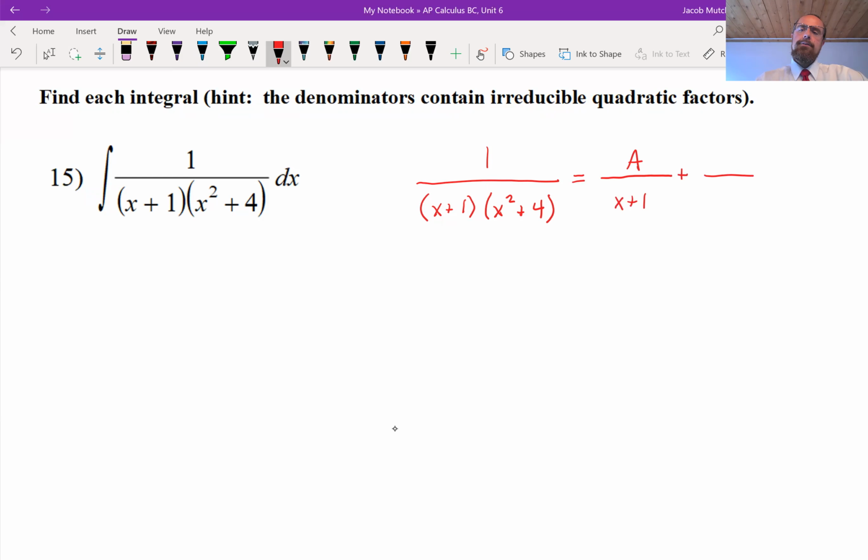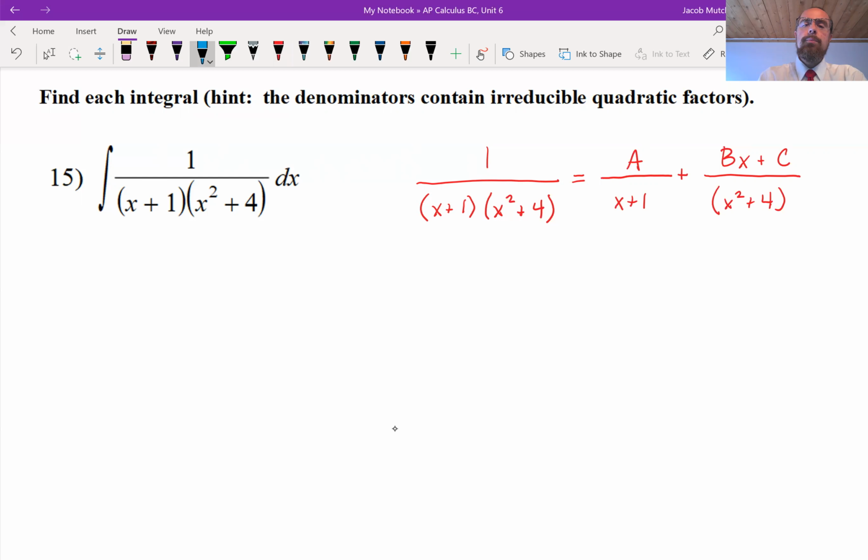But for my second term, x squared plus 4, I've got to include a binomial with two coefficients b and c. So it's going to be bx plus c. And I want to do that because I need to have my power in the numerator be 1 less than the power in the denominator. So let's set up our partial fractions.